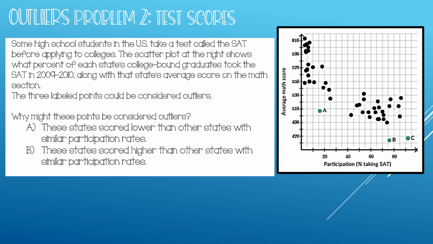3 labeled points could be considered outliers. So I made them blue so it's easier to see. Why might these points be considered outliers? Option A, these states scored lower than other states with similar participation rates. Or B, these states scored higher than other states with similar participation rates. They're lower on the graph, so that's going to be A.